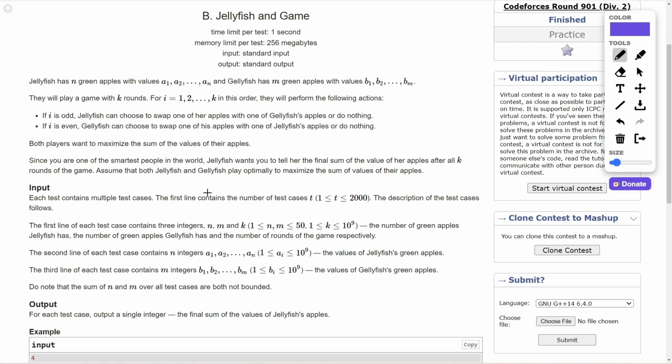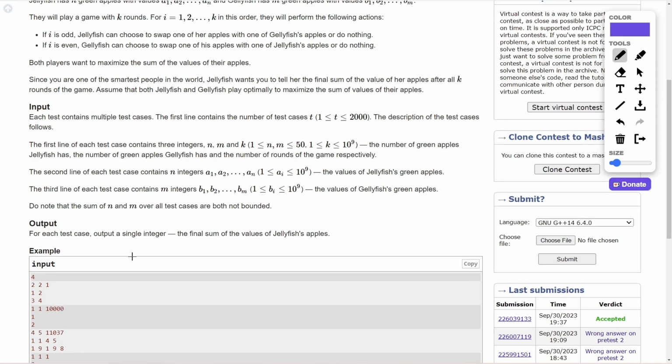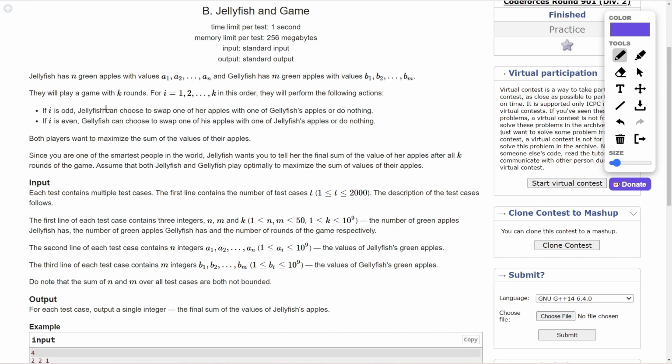So let us take our own examples. Suppose the first fish has 2 apples. The first apple has value 10, the second apple has value 20. The second fish has first apple value 1, second apple value 2. Now let's take rounds equal to 1.